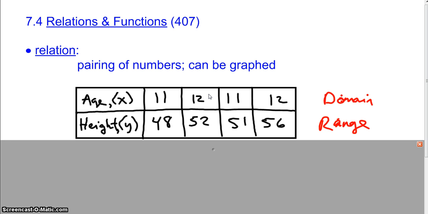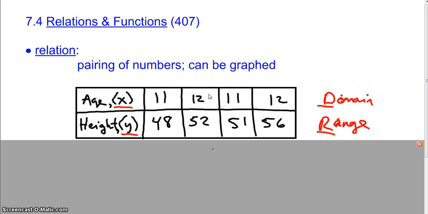So the way I like to remember it is X comes before Y in the alphabet, right? And D comes before R, right? So in most of our just basic math problems, X's are the independent variable or the domain. Y's are the dependent variable, the range. It depends on what X you put in. You get out the Y. So the Y is dependent, okay?